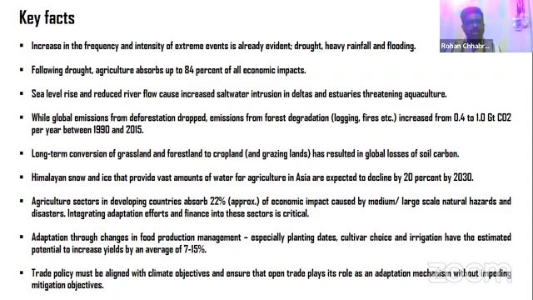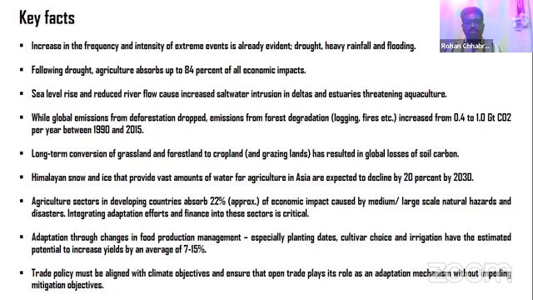Agriculture sectors in developing countries absorb approximately 22% of economic impact caused by medium or large scale natural hazards and disasters. And integrating adaptation efforts and finance into these sectors is critical. Adaptation through changes in food production management, especially planting dates, cultivar choice, and irrigation, has the estimated potential to increase yields by 7 to 15%.